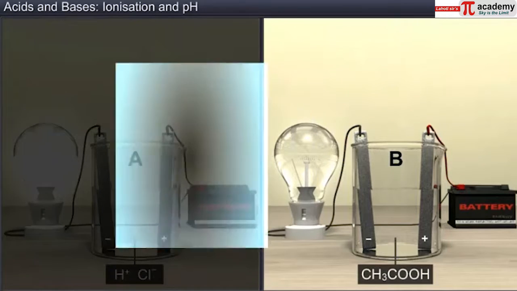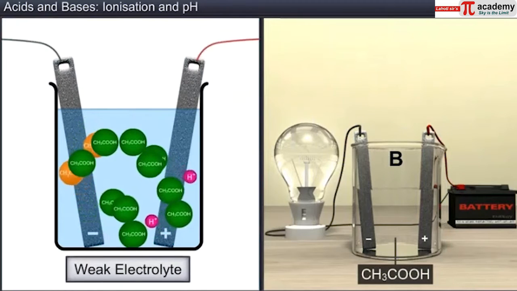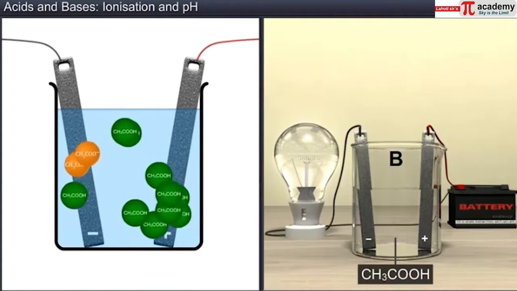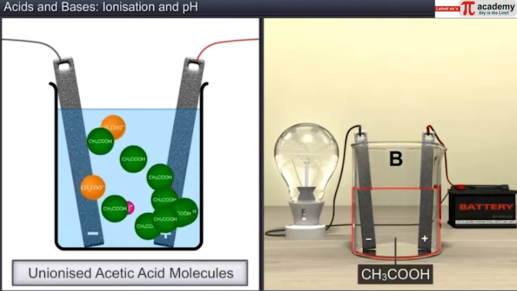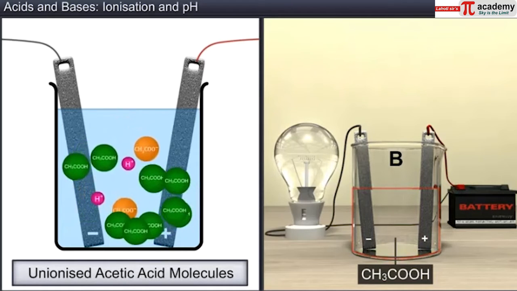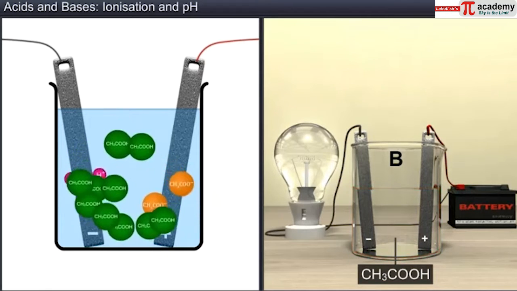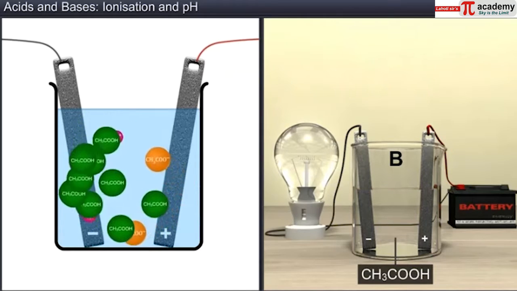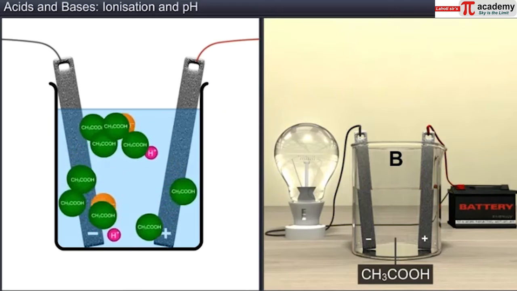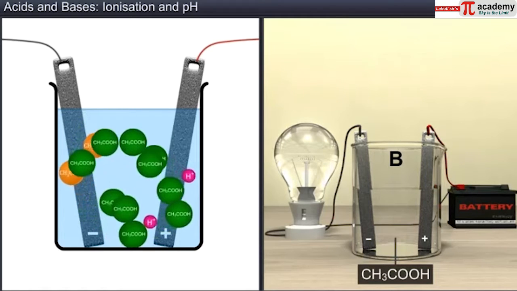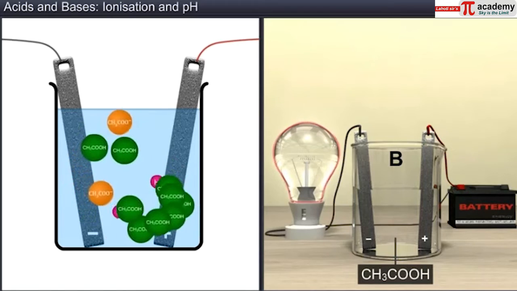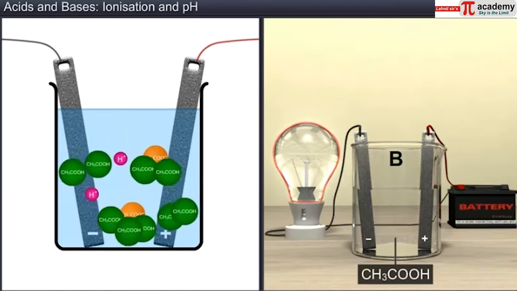Acetic acid, on the other hand, is a weak electrolyte and undergoes very little ionization. Thus, the solution contains mostly unionized acetic acid molecules. Therefore, very few ions are available to conduct electricity, and so the flow of electric current is weak. Hence, the bulb glows very faintly.